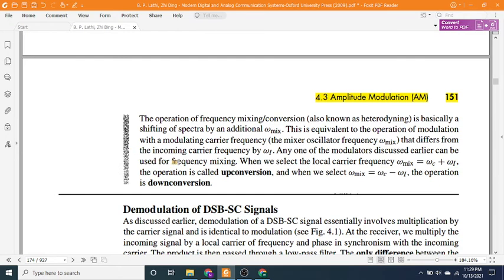4.3 Amplitude Modulation, AM. The operation of frequency mixing, or conversion, also known as heterodyning, is basically a shifting of spectra by an additional ωmix. This is equivalent to the operation of modulation. With a modulating carrier frequency, the mixer oscillator frequency ωmix that differs from the incoming carrier frequency by ωI, any one of the modulators discussed earlier can be used for frequency mixing. When we select the local carrier frequency ωmix equals ωc plus ωI, the operation is called upconversion, and when we select ωmix equals ωc minus ωI, the operation is downconversion.